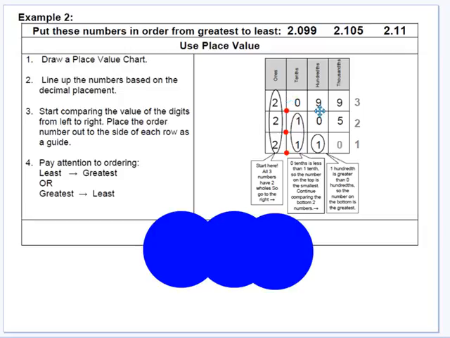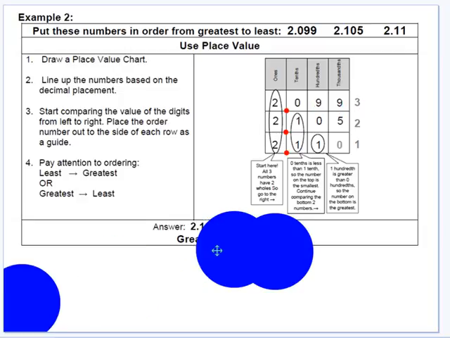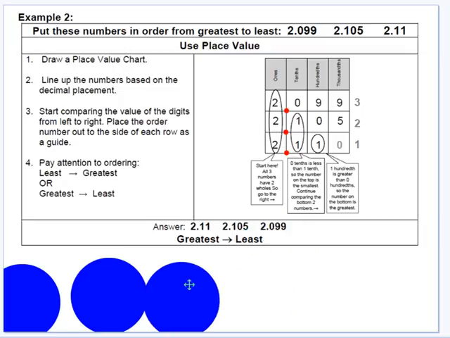Okay? Then we need to move to the right again. 9 hundredths, 9 is bigger than 1 hundredths. So this is going to be our smallest number. And then the number with the 9 hundredths will be our larger number. Let's see if I'm right. So there are our numbers. Smallest number is 2 and 11 hundredths. Next number is 2 and 105 thousandths. And then we have 2 and 99 thousandths as our greatest valued number.